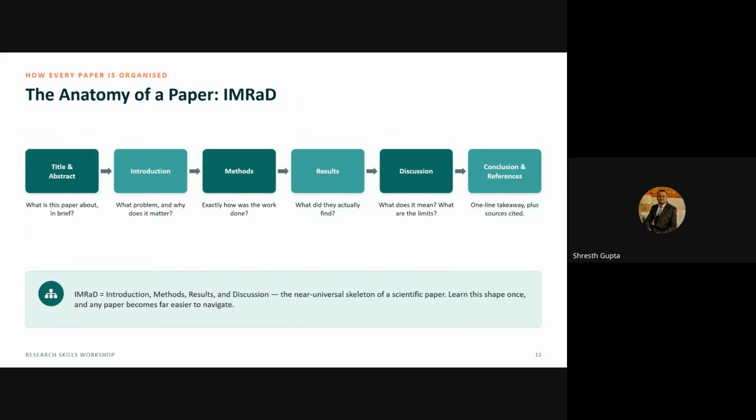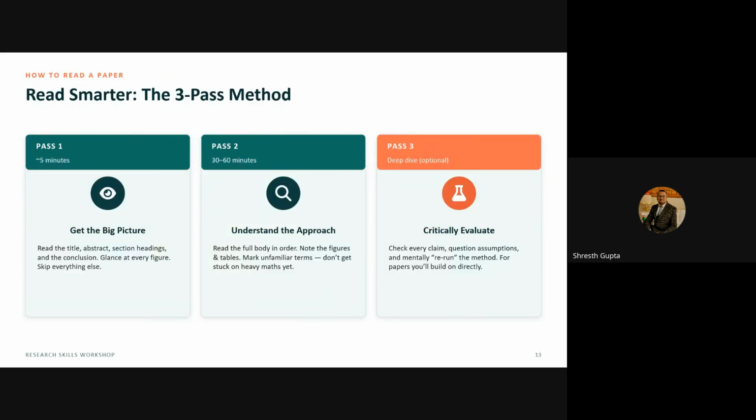Now, how to read a paper? That is also our main agenda of this workshop. First of all, get the big picture: read the title, abstract, section headings, and the conclusion. Glance at every figure, skip everything else. First of all, just see whether this paper is aligning to your research work or not. So see the bigger picture first: the abstract, the title, the conclusion and all.